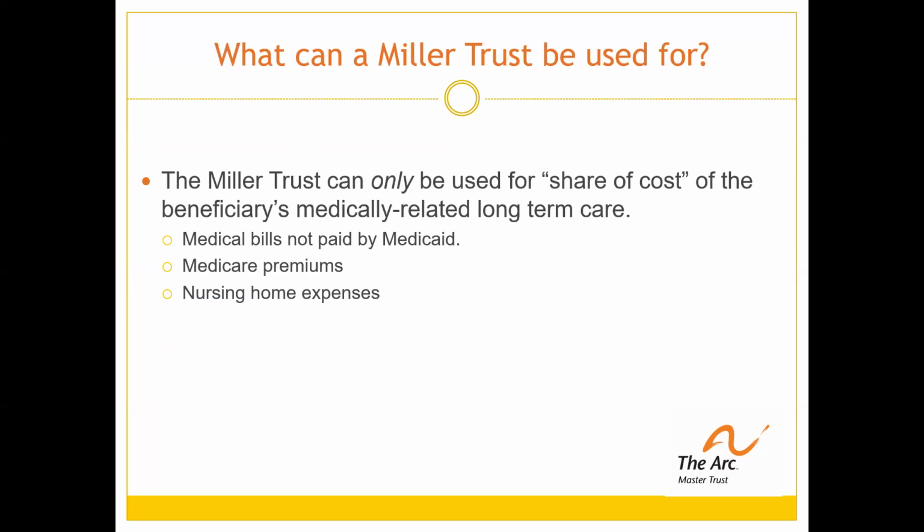A Miller Trust can only be used for paying for what Medicaid calls the share of cost of the beneficiary's medical expenses related to their long-term care. This can include medical bills not paid by Medicaid, Medicare premiums, and nursing home expenses incurred by the beneficiary not covered by Medicaid or other insurances.